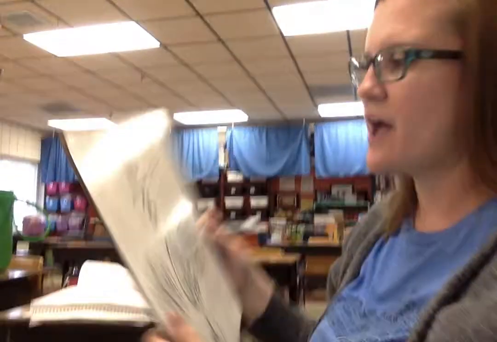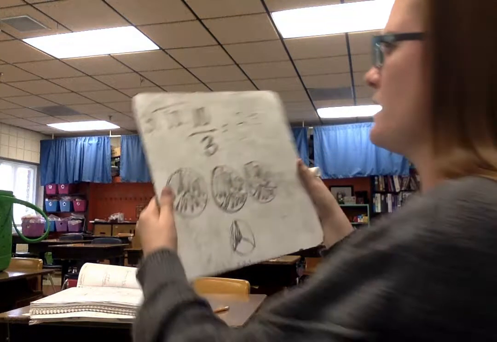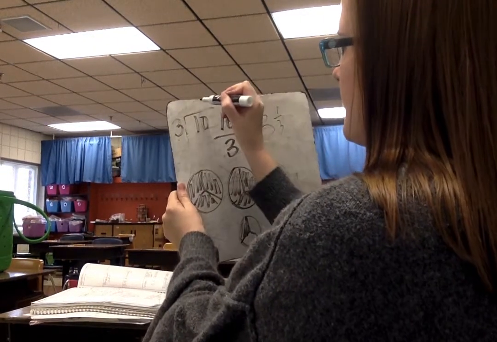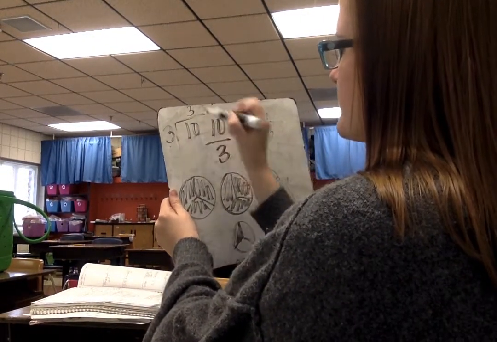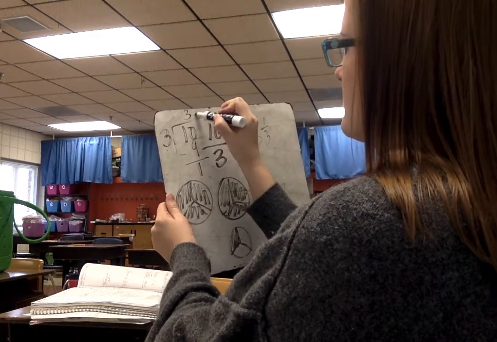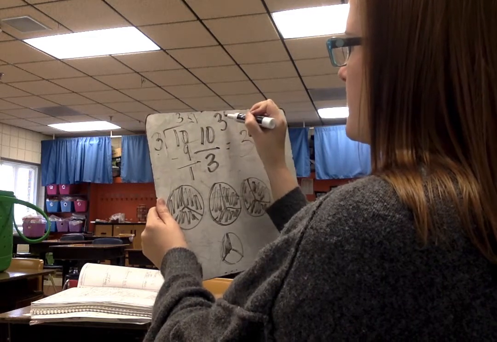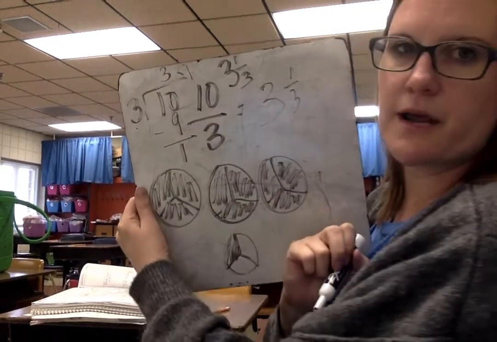It's the same thing. All right, if I wanted to check that with division, 3 divides into 10 3 times. 3 times 3 equals 9. Subtract 10 minus 9 equals 1. Remainder 1. So 3 is my whole, 1 is my numerator, and 3 is my denominator.